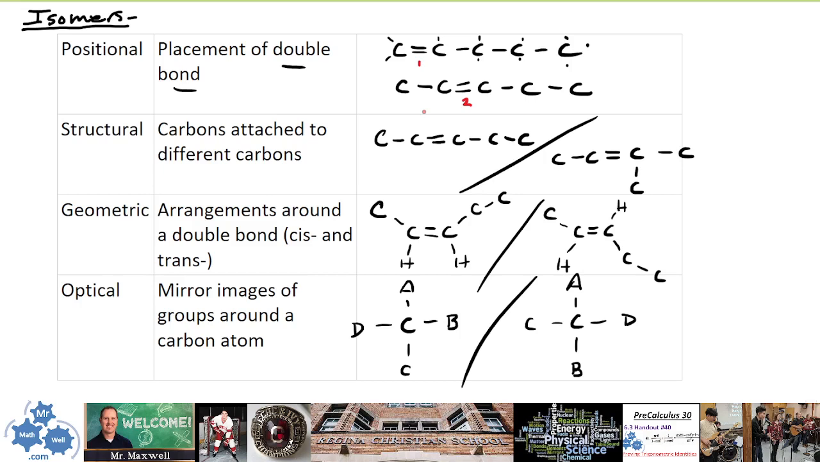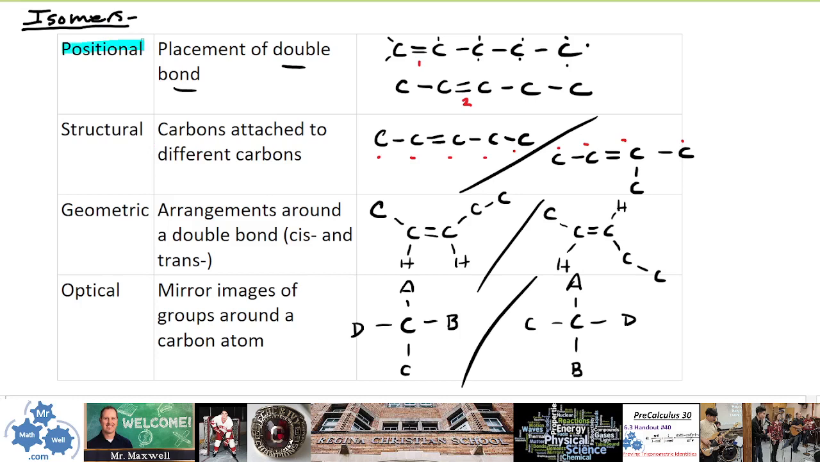A structural isomer is where carbons are attached to different carbons. So here we have 1, 2, 3, 4, 5. We have 5 carbons in the longest chain that we can make. Here we have 1, 2, 3, 4 carbons in the longest chain that we can make, because one of these carbons is not attached to the end anymore. It's attached to one of the carbons that would be in the middle. So this is a structural.